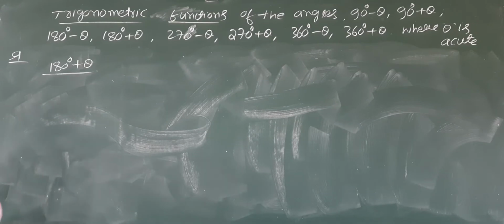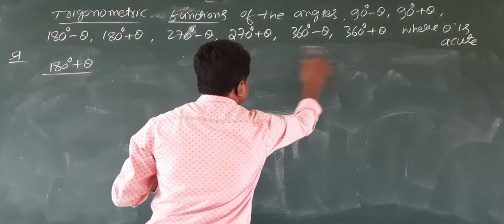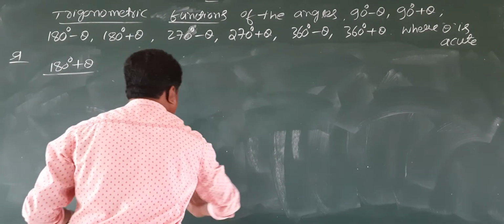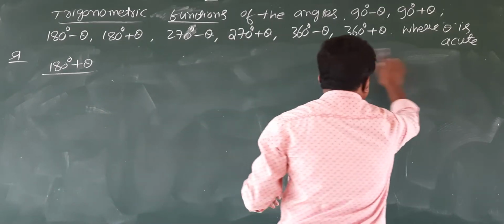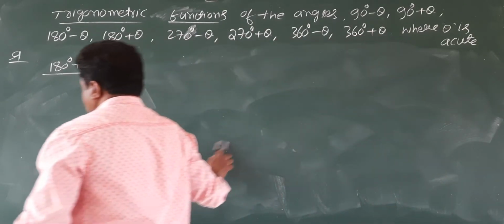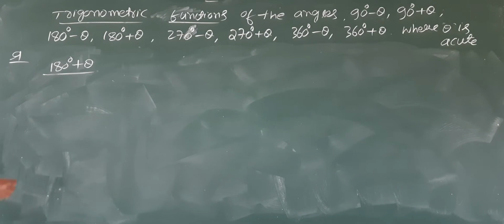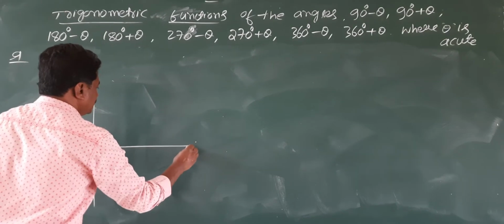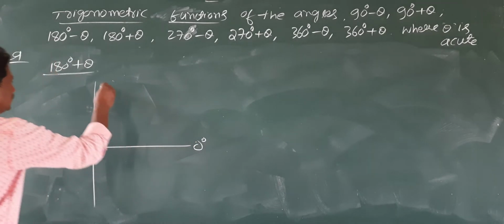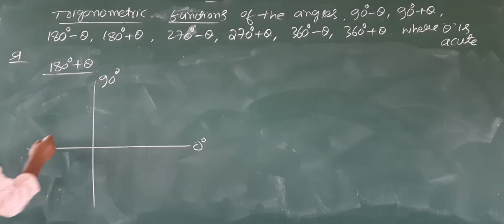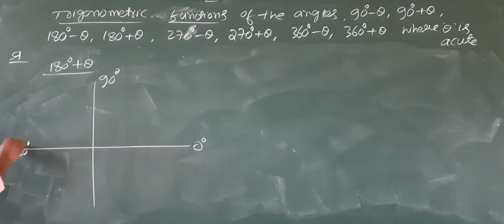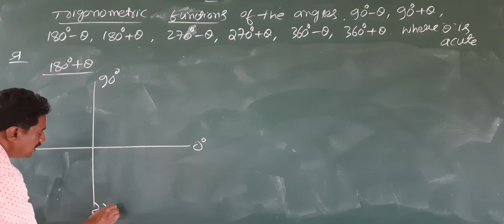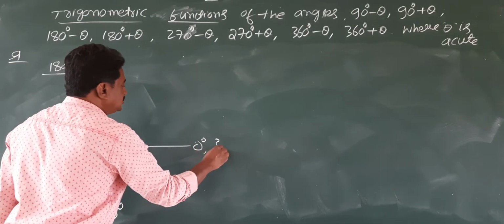So 180 plus theta. Look at this, students. 0 degree, 90 degree, 180 degree, 270 degree, 360 degree.